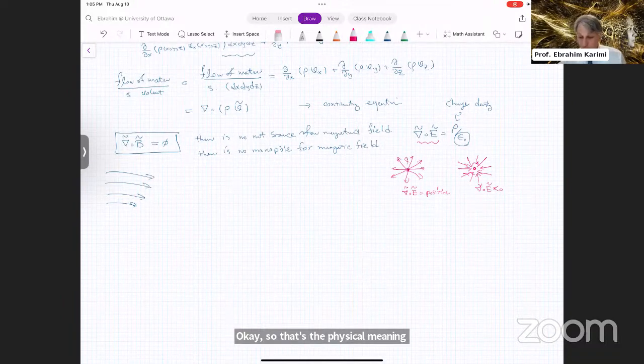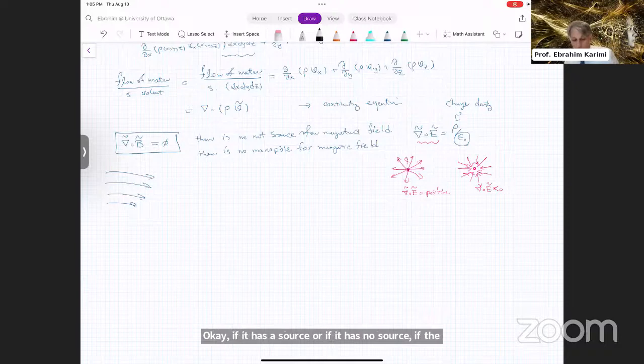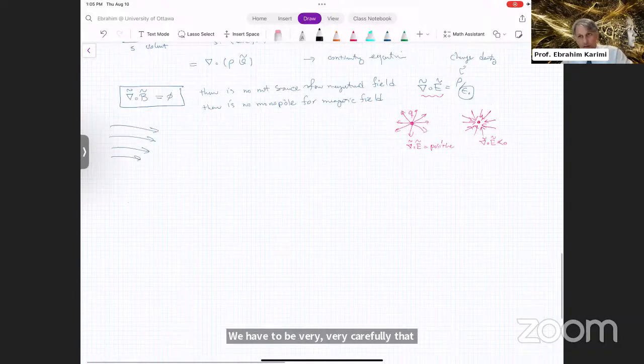So that's the physical meaning of the divergence. The divergence will tell you about the source of that vector: if it has a source or no source, if the source is positive or negative. That's really an important concept that we have to be very careful with. Good. Is there any question?